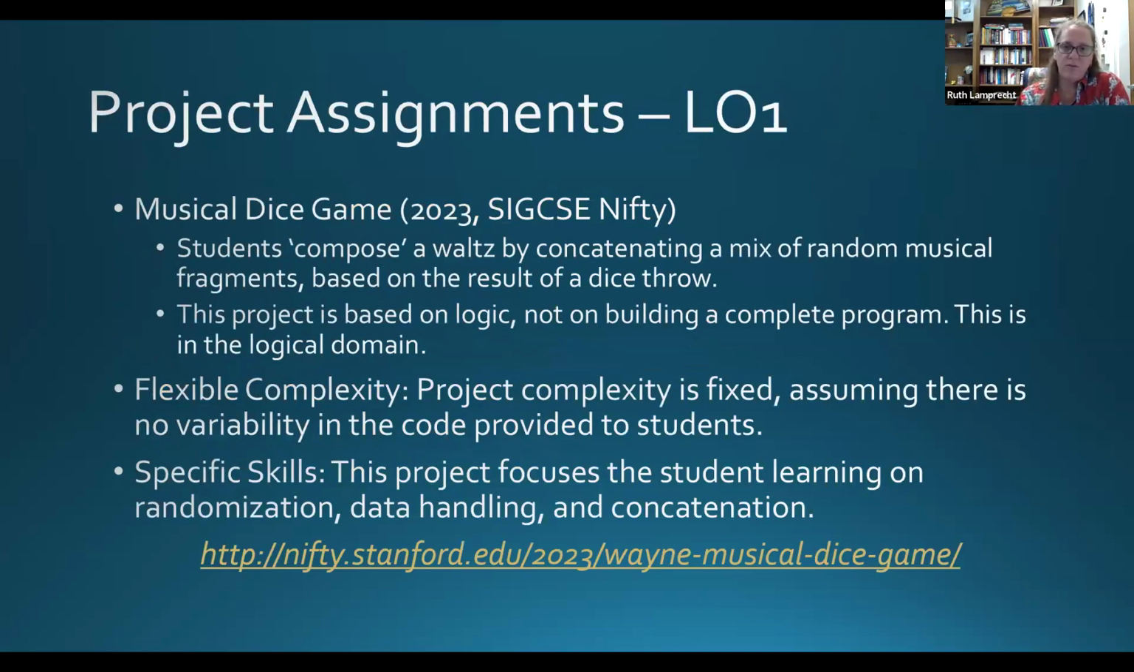One assignment we included for learning outcome 1, which was basic algorithmic use, is a musical dice game published through SIGCSE Nifty. This is a project that guides students in thinking through the logic of decision-making based on random outcomes, and it does include pre-built code that students work with. An additional aspect that we tried to capture for each assignment is its flexibility, either in terms of making the project easier or harder to adjust for varied levels of student ability, or in some sort of customization that individual students could apply to make a project more their own.